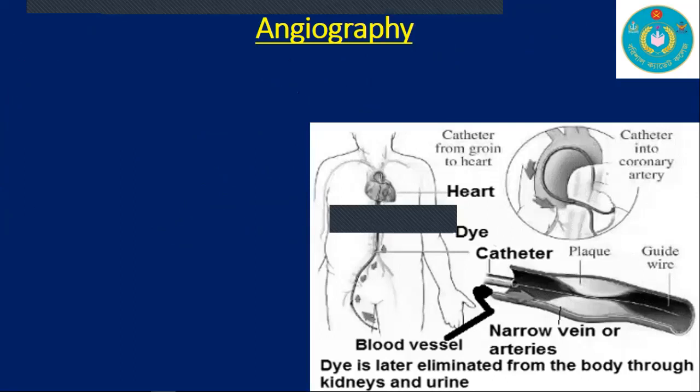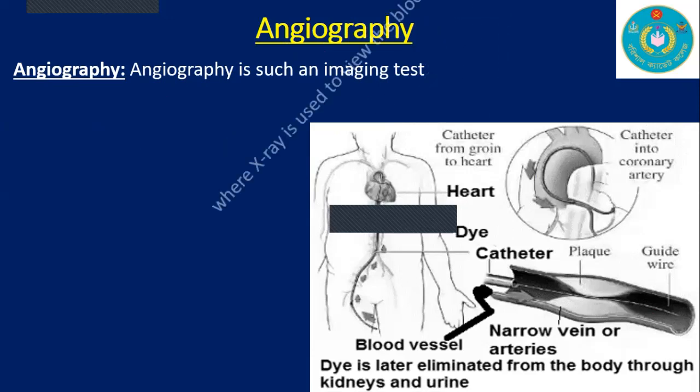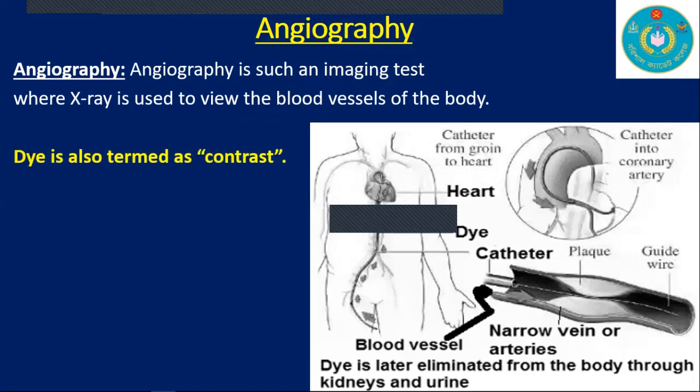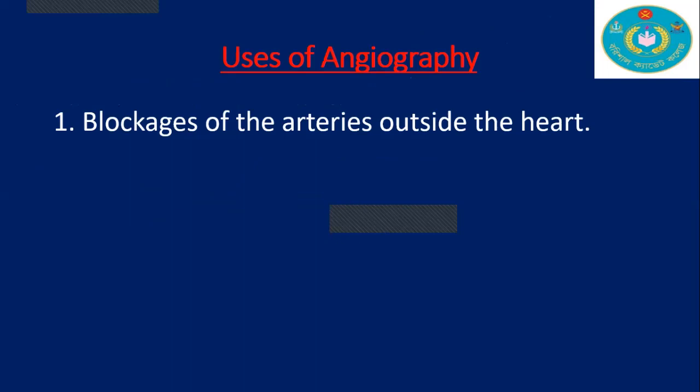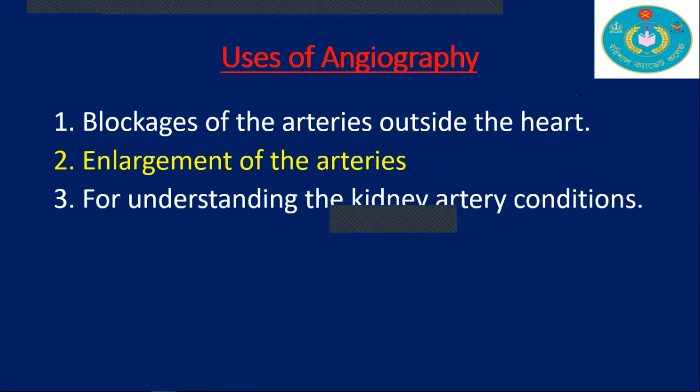To understand angiography, here we see a diagram. The definition of angiography is an imaging test where X-ray is used to view the blood vessels of the body. And here we use a dye that is termed a contrast. The uses of angiography are to remove the blockage of arteries outside the heart and enlargement of arteries, and for understanding kidney artery conditions and problems with veins. For these purposes, we use angiography.